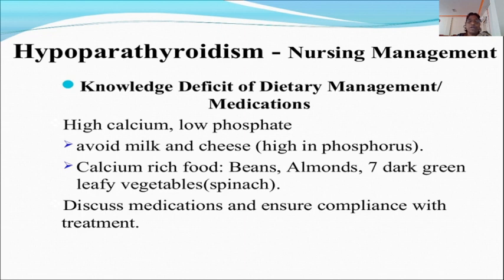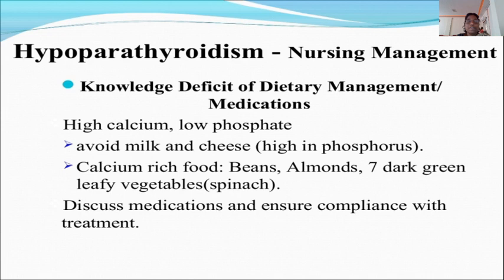What we have to do after framing this knowledge deficit: high calcium, low phosphate. Avoid milk and cheese, because milk and cheese contain high phosphorus. Already in hypoparathyroidism there is a high phosphorus level, and again we are introducing more phosphorus. Because of that, if the person is diagnosed with hypoparathyroidism, we have to explain to them to avoid milk and cheese. Then calcium rich food: beans, almonds, 7 dark green leafy vegetables like spinach.